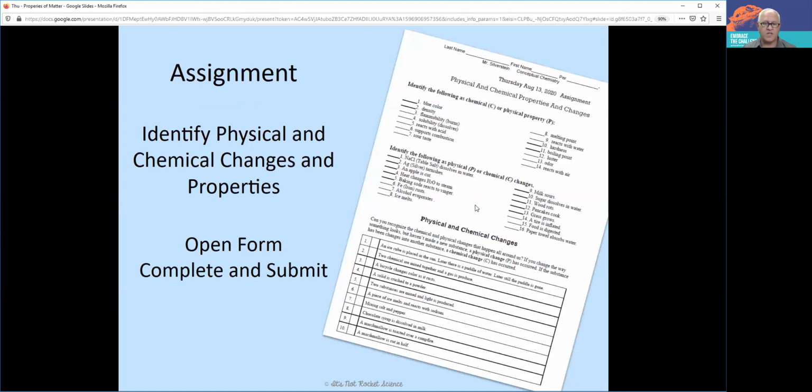All right, so we've looked at the physical and chemical changes in properties today. You have an assignment. Open up the form and complete it and submit it. You're going to identify whether something has had a physical or chemical change. You're going to identify whether something has a physical or chemical property. And then we'll get into something a little more complex, whether it has physical, chemical, or a combination of physical and chemical changes.